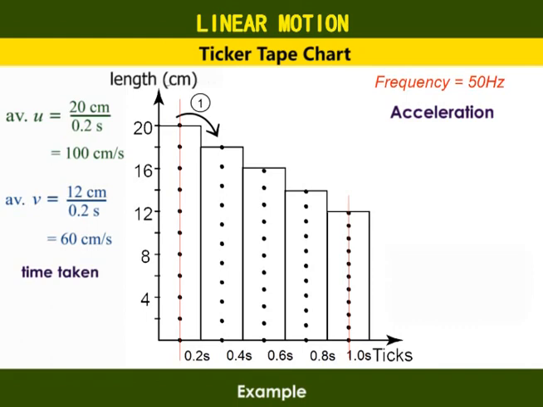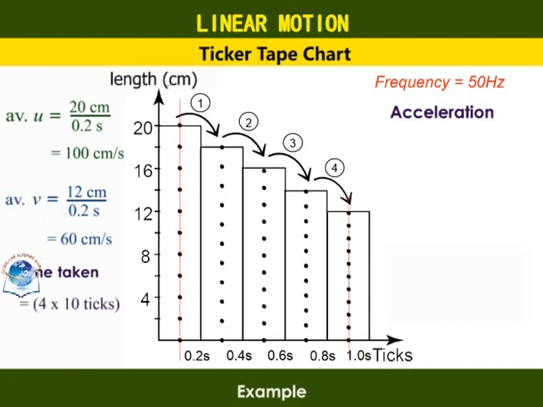So from the midpoint of the first strip to the midpoint of the second strip, that is 1. And the second to the third strip, that is 2. Third to the fourth, that is 3. And from the fourth to the fifth midpoint, that is 4. So the time taken between the midpoint of the first strip and the midpoint of the last strip is 4 times 10 ticks. And every 10 ticks is equal to 0.2 seconds. So we have 4 times 0.2, giving us 0.8 seconds.